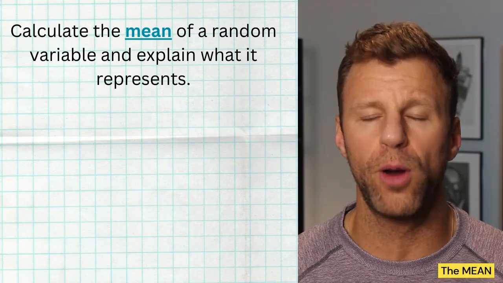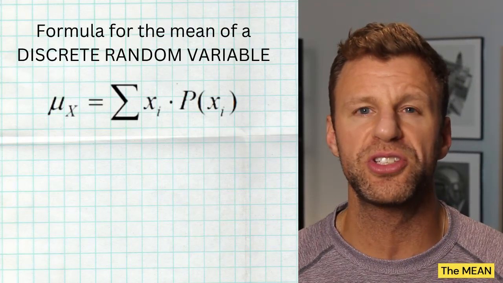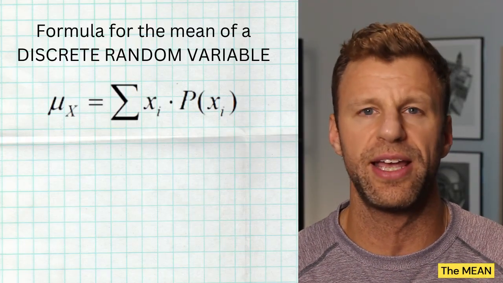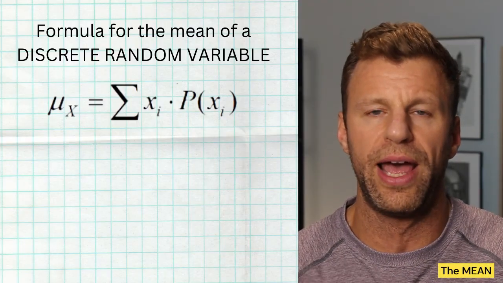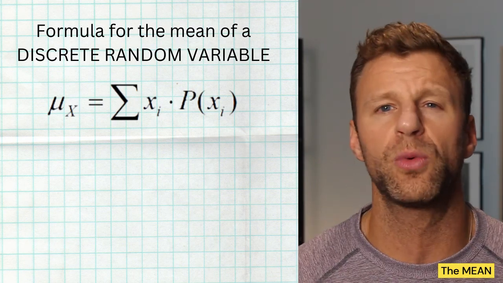Well, here is the formula to calculate the mean. It's pretty simple. Let's just talk about it real quick. First, we use the symbol mu for the mean, and then we have the little subscript x. That's just saying, hey, the mean of the random variable x that we're talking about in a specific problem. Now, the formula looks a little bit funky, but it's actually really, really easy to do.